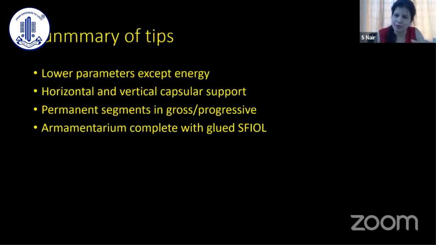There should be both horizontal and vertical capsular support during phacoemulsification. And depending on whether the subluxation is gross or progressive, you can use permanent segments or permanent rings with sutures in the capsular bag. And of course, skill regarding glued SFIOL is very useful, especially if you go wrong in any of these steps and you need to remove the lens in toto.